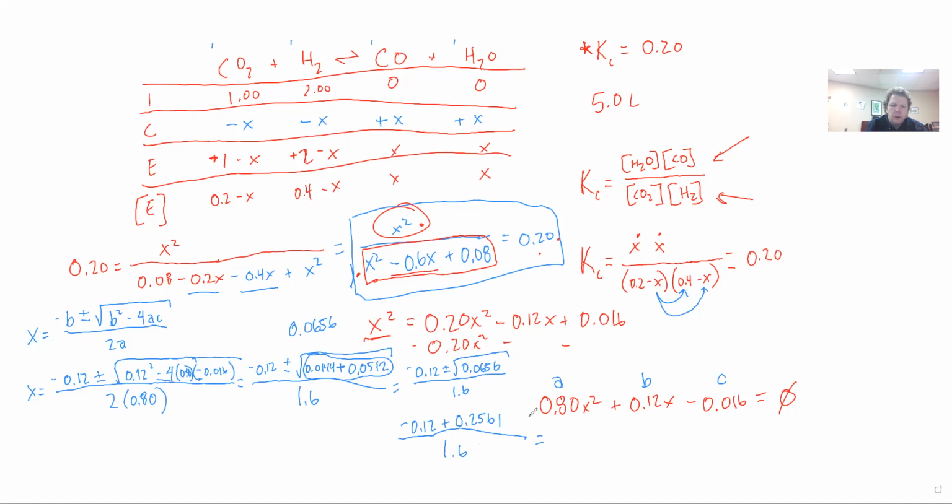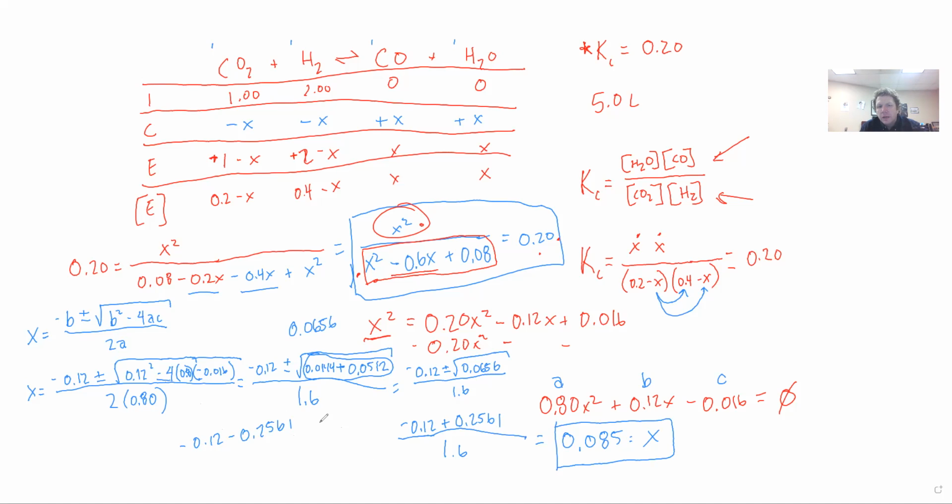Okay, I'm going to set this equal to, so I've got negative 0.12 plus 0.2561 divided by 1.6. That gives me 0.085 equals x. So that's my x value. Now, let's go ahead and, just for the fun of it all, negative 0.12 minus 0.2561. That gives me negative 0.3761.